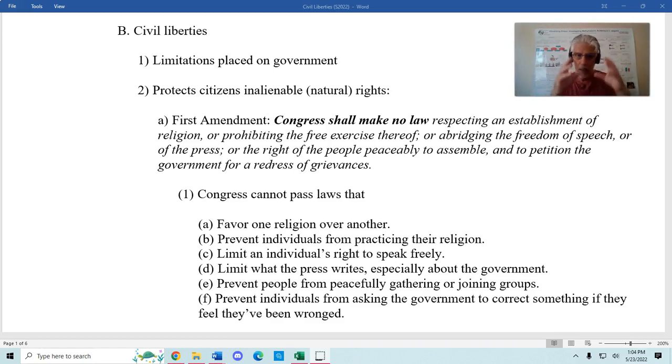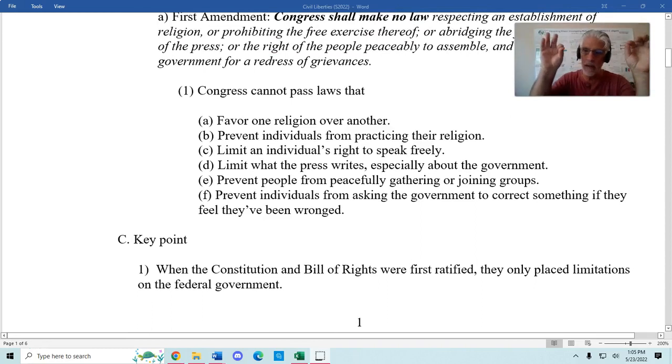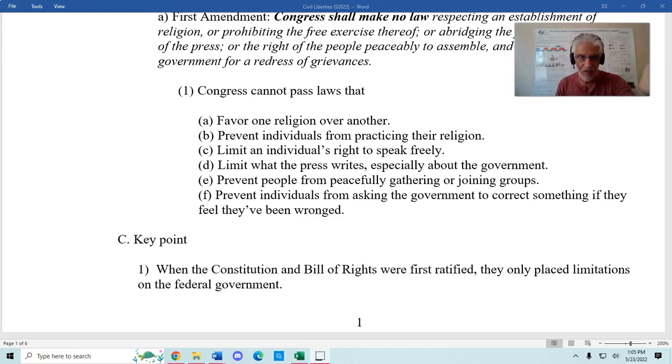But the point that I'm trying to make in talking about this right now is that it begins by saying "Congress shall make no law." Congress refers to the federal government, right? The House of Representatives and the United States Senate. So the key point is that when the Constitution and then later the Bill of Rights, because the First Amendment was part of the Bill of Rights, not the Constitution, were first ratified, they only placed limitations on the federal government.